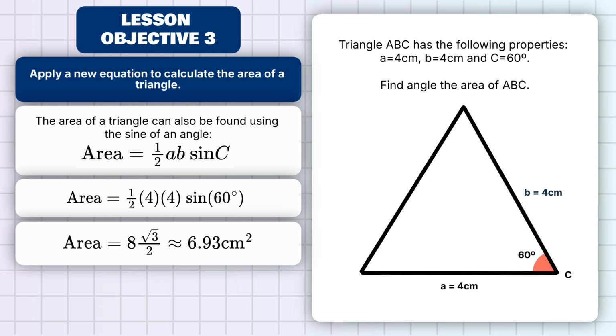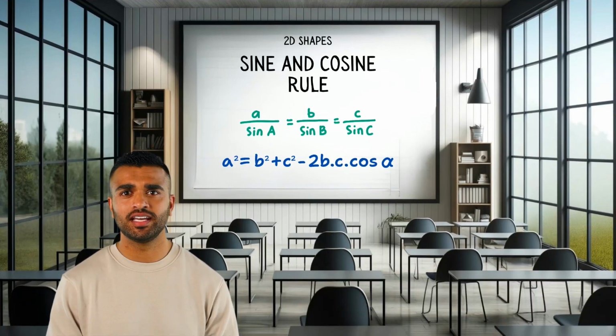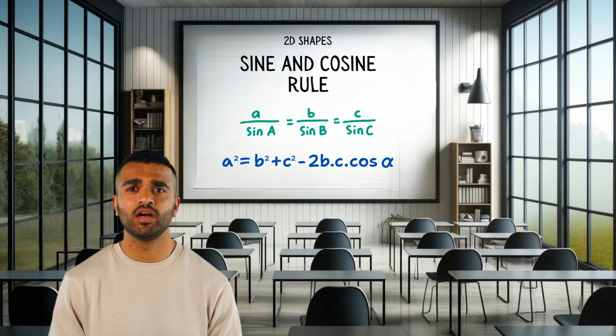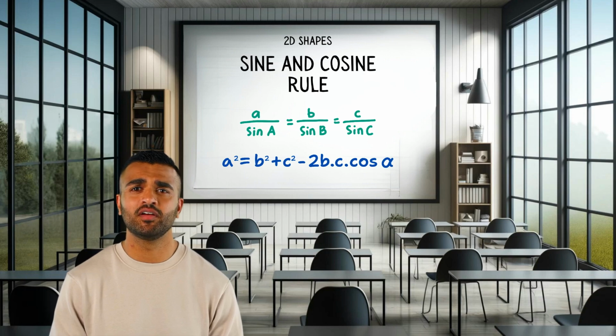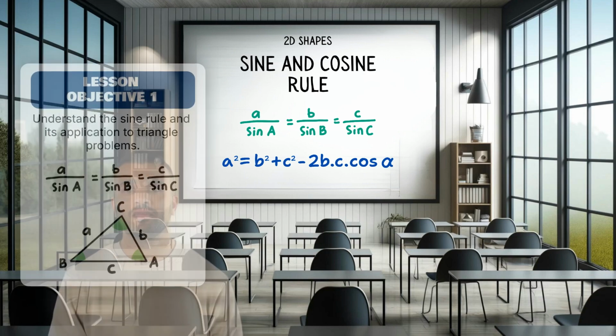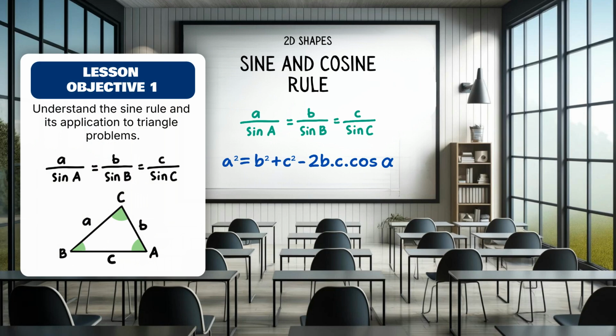Using these rules and formulas, you can effectively solve for unknown sides, angles, and areas in any triangle, enriching your toolkit for tackling a wide variety of geometric problems. In today's lesson, we explored the sine and cosine rules, powerful tools for solving non-right-angled triangles. We began by introducing the sine rule, which states that the ratio of a side length to the sine of its opposite angle is constant within a triangle. This rule allows us to find unknown sides or angles when given sufficient information about a triangle's dimensions.